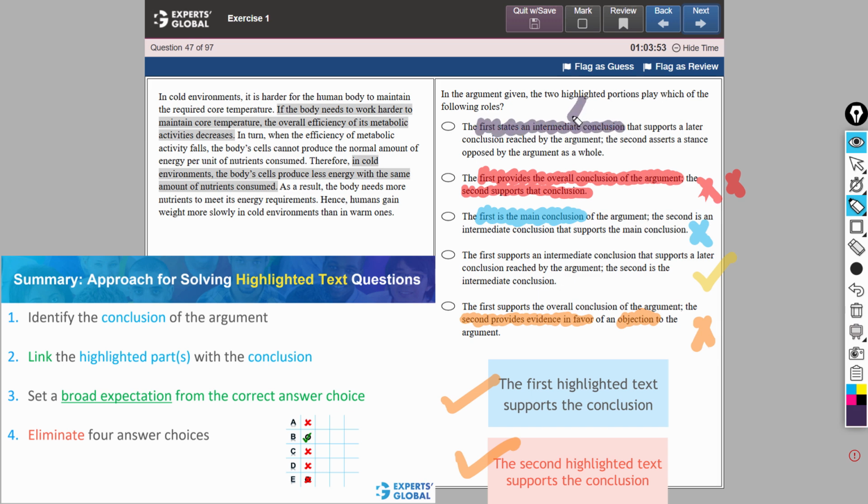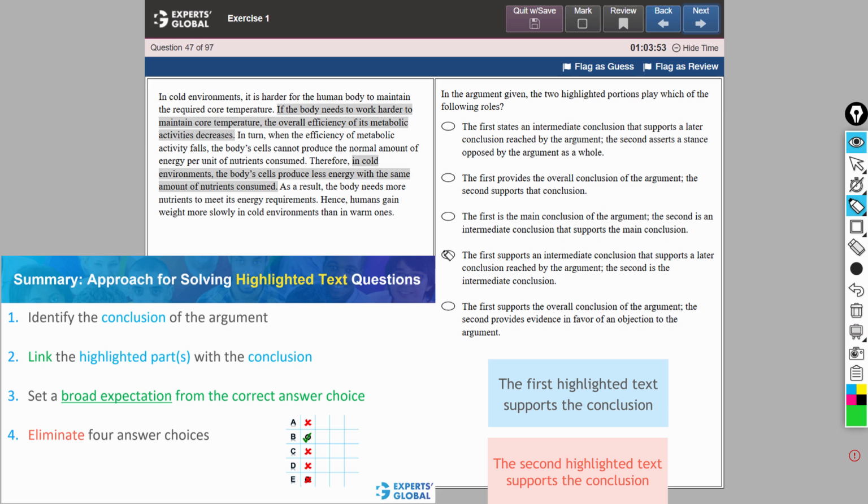No, the first does not state the intermediate conclusion. The second does so, and the second does not assert a stand that is opposed by the argument. First as well as second are in sync with the argument. They each support the argument. Therefore, overall answer choice D does a fair job at establishing the role played by the two highlighted portions in the argument. D is the correct answer choice.